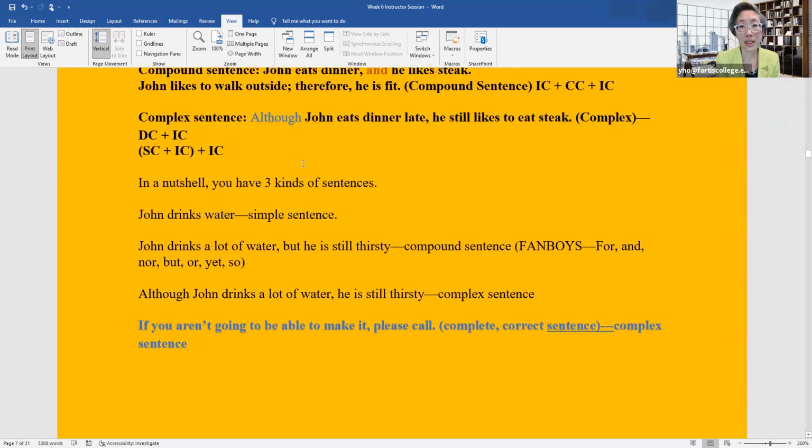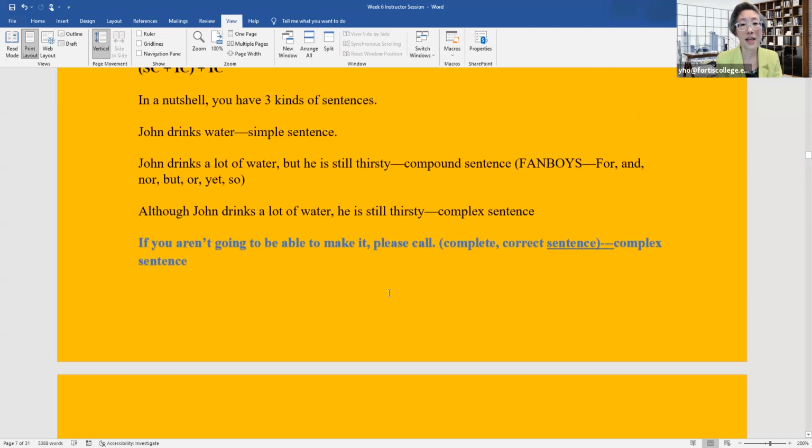A complex sentence is when you have a dependent clause and an independent clause in one sentence. The dependent clause is: although John eats dinner late, he likes to eat steak. When the dependent clause comes at the beginning of the sentence, you put one comma. If the dependent clause comes at the end of the sentence, you don't have any commas. So in a nutshell, in English, you have all of these kinds of sentences. English sentence structure is really very easy.